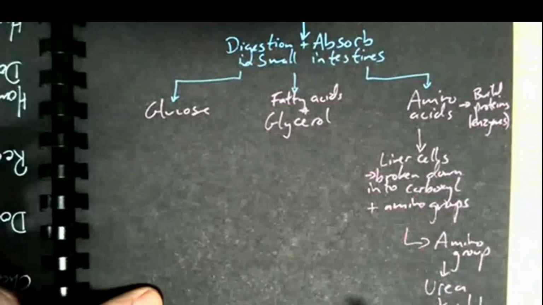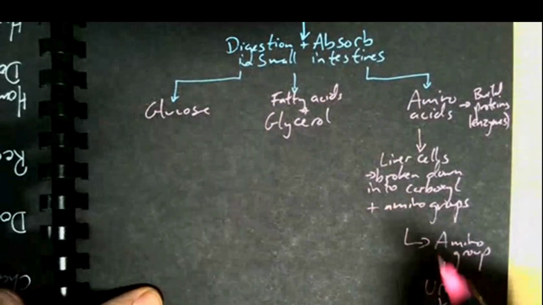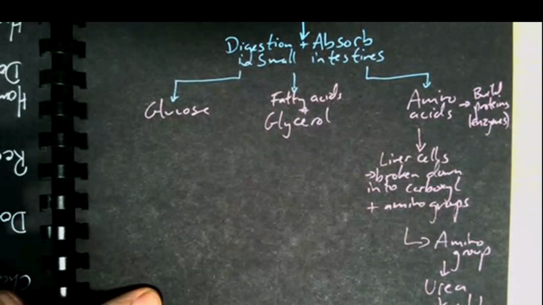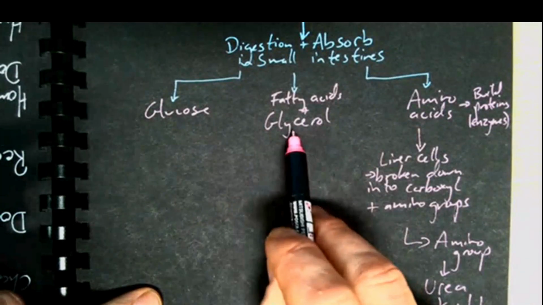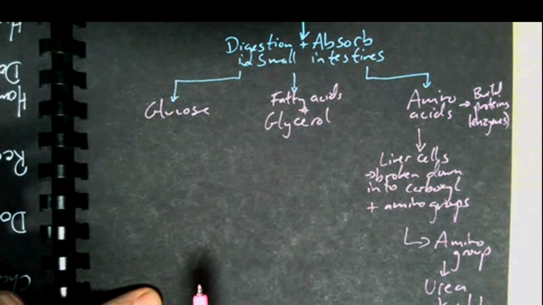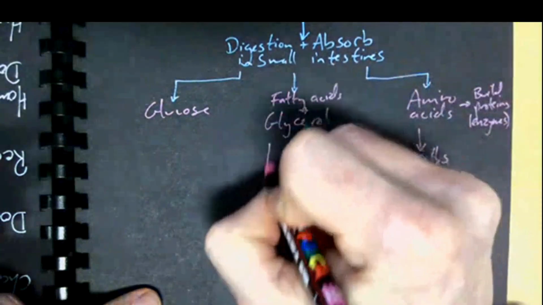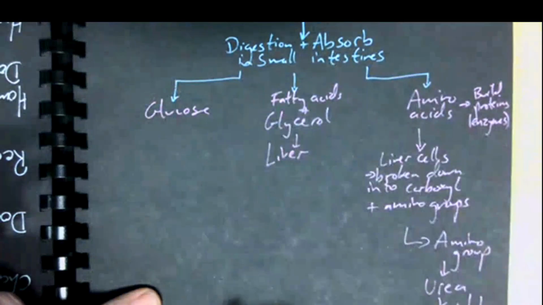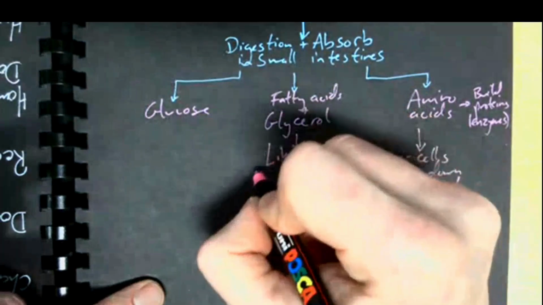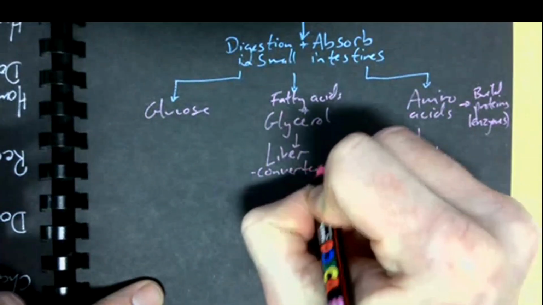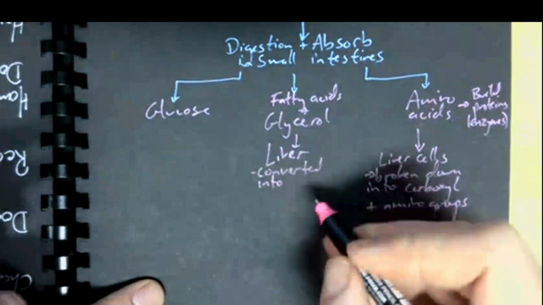The second part of that, the carboxyl group, actually comes in useful later, so we'll come back to that in a second. So you've absorbed some fatty acids and glycerol. Again, it's going to go to your liver, and it's going to be converted into triglycerides.